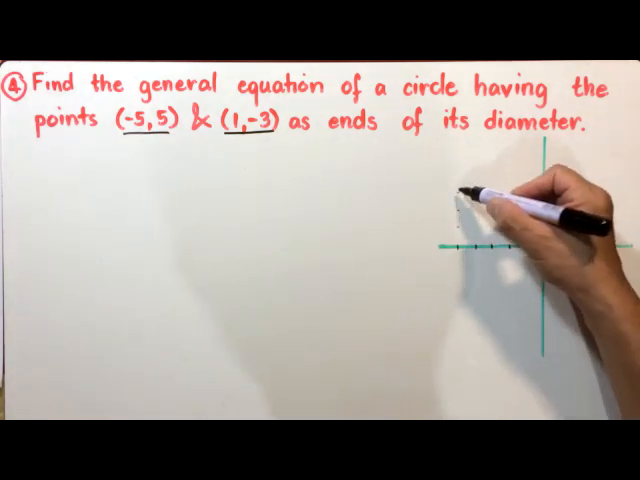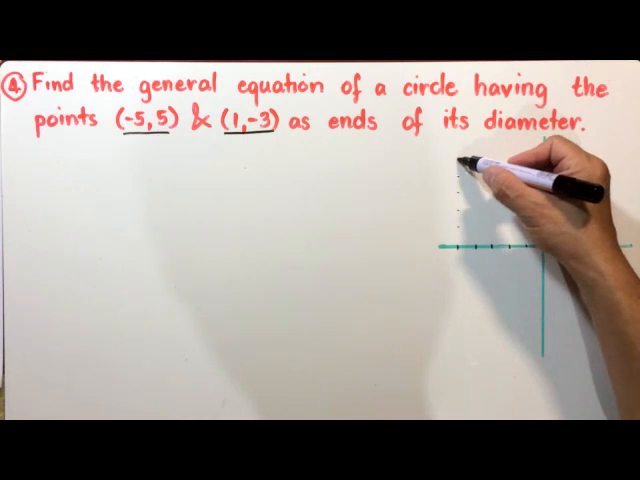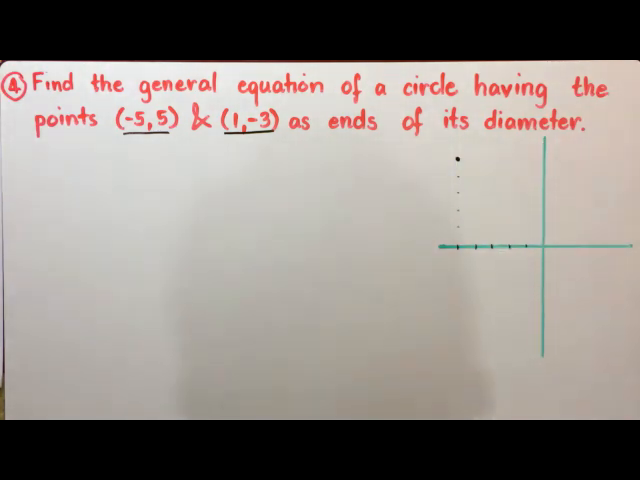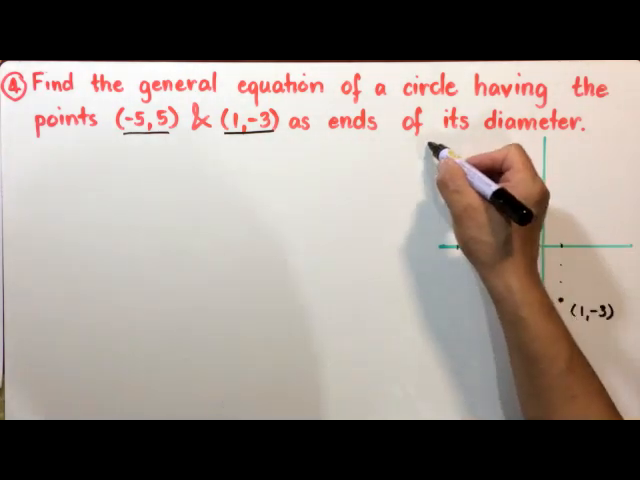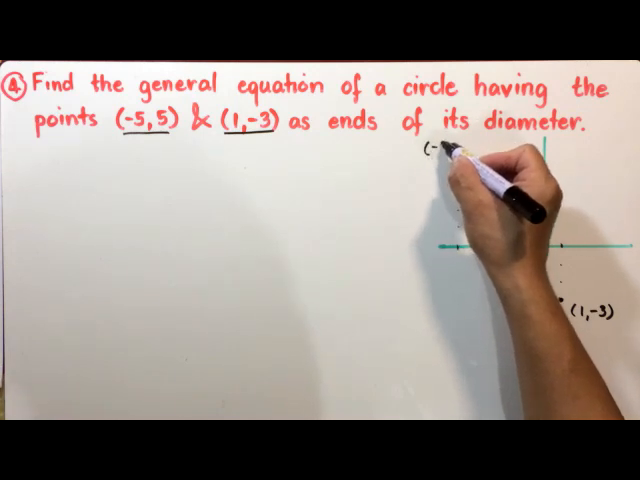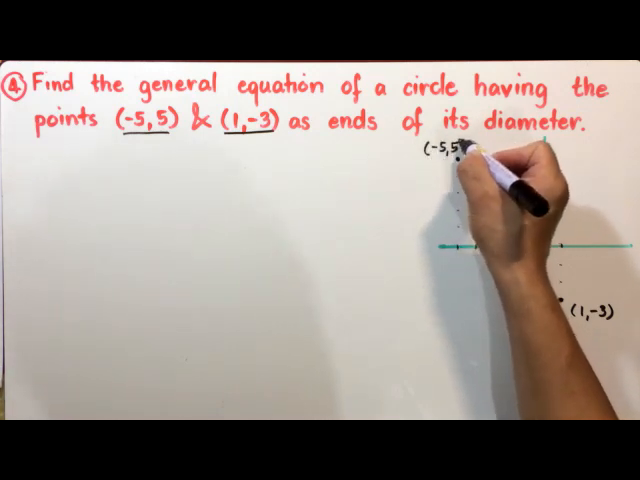2, 3, 4, and 5. There. Also, you need to plot the second point, which is (1, -3). So 1 unit to the right, and then 3 units downward. So 2, and then 3. So this is the point (1, -3). Also, this point is having coordinates of (-5, 5).